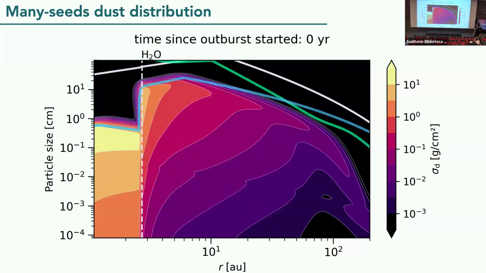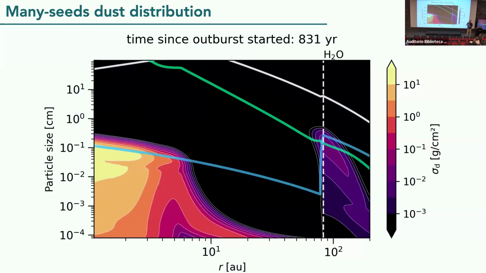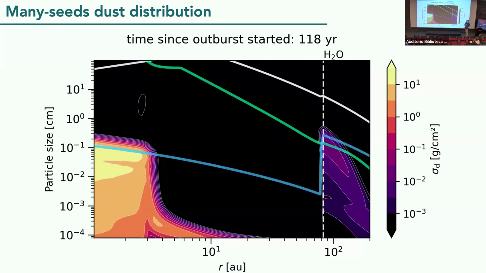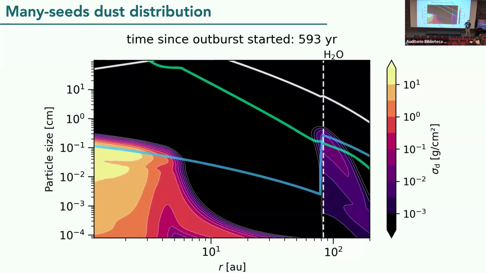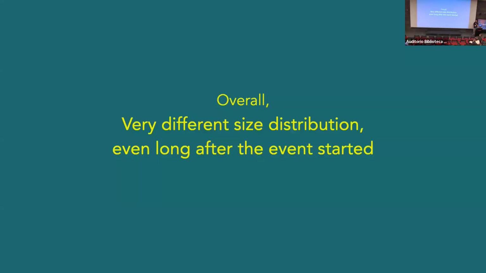In the opposite, many seeds, it's the opposite situation. Everything breaks apart, has to regrow, so it's below the blue line. It's going to try to go up to the blue line, but it's so slow. So I love that to say that if you are observing a disk undergoing an accretion outburst, depending on the sublimation scenarios, you can expect extremely different size distributions. So we can just look at the disk and see what happens.